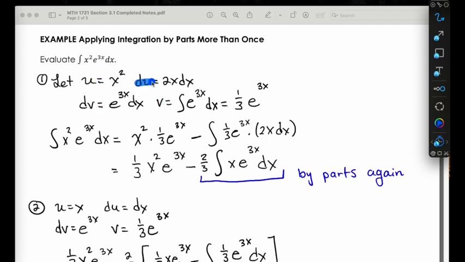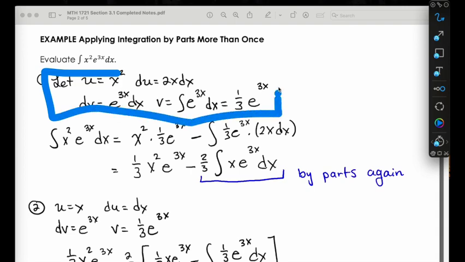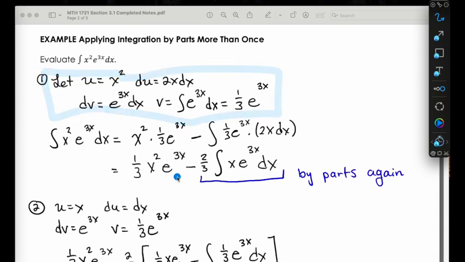And so I find my du and my v that corresponds to the u and the dv. So du, when I take the derivative of u, that's 2 times x dx. When I find v, I have to work backwards from dv. So I have to integrate e to the 3x dx, and I get 1/3 e to the 3x. So now we have all of these 4 pieces that we need in order to perform integration by parts.